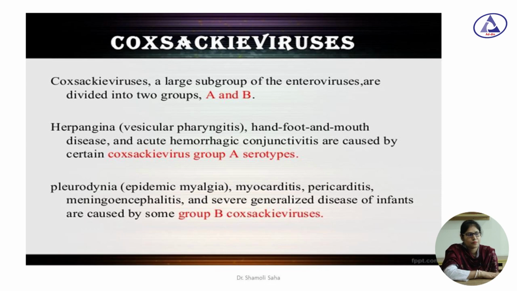Now, Coxsackie viruses. Coxsackie viruses, a large subgroup of the enterovirus, are divided into 2 groups, Group A and Group B. Herpangina, which is called vesicular pharyngitis, hand, foot and mouth disease, and acute hemorrhagic conjunctivitis are caused by certain Coxsackie virus group A serotypes. The Group B Coxsackie virus serotypes cause pleurodynia, epidemic myalgia, myocarditis, pericarditis, meningoencephalitis, and severe generalized disease of the infant.